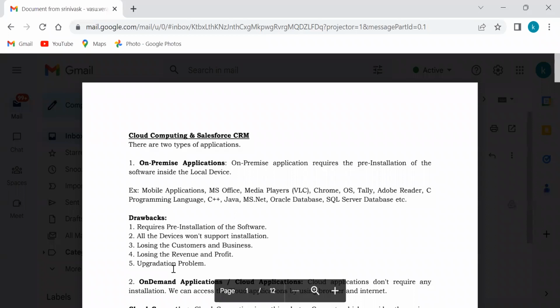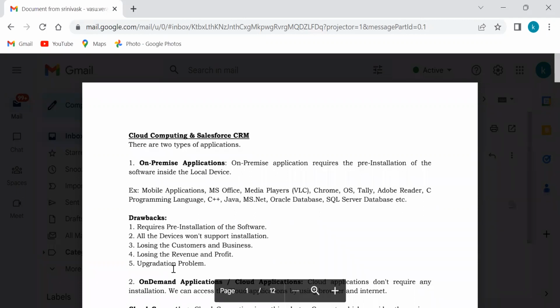Suppose if you want to use the latest MS.NET application, then you have to upgrade it once again. You have to upgrade it by paying a huge amount to Microsoft. So that means there is an upgradation problem. Automatically, the application or software will not be upgraded. You have to pay the renewal or upgradation charges, and you have to get the latest version from Microsoft.